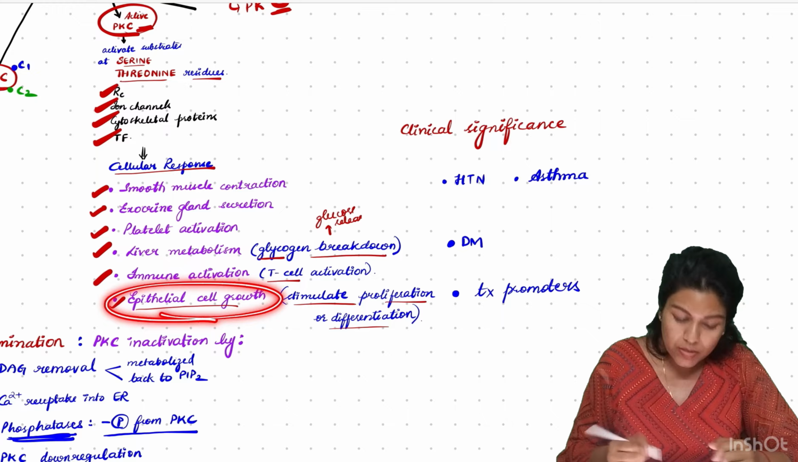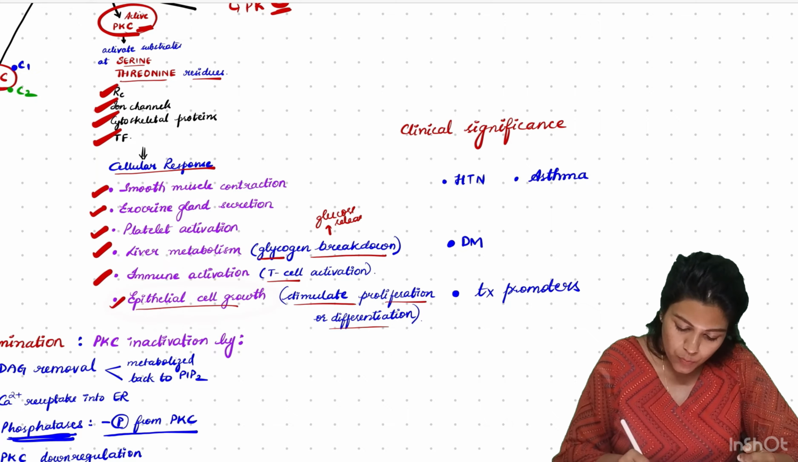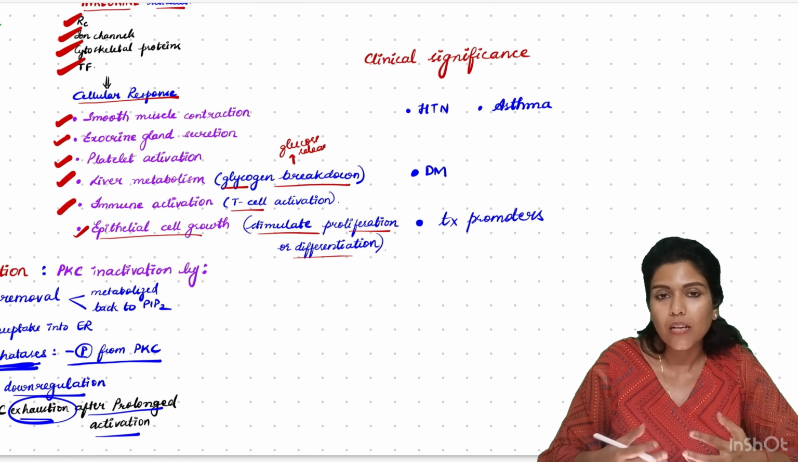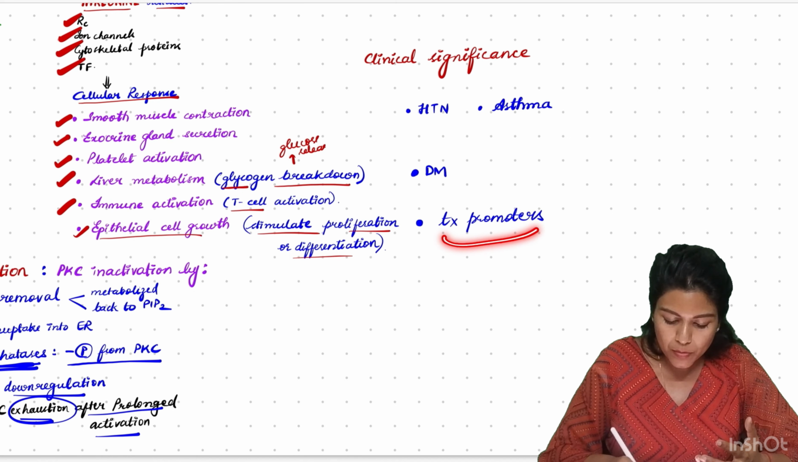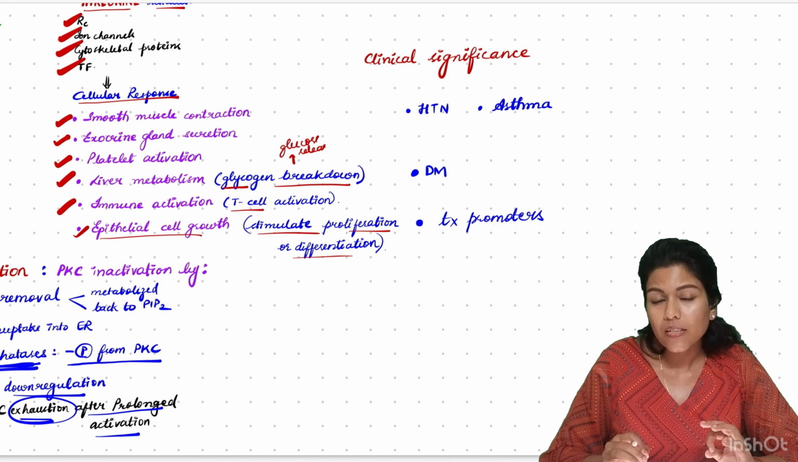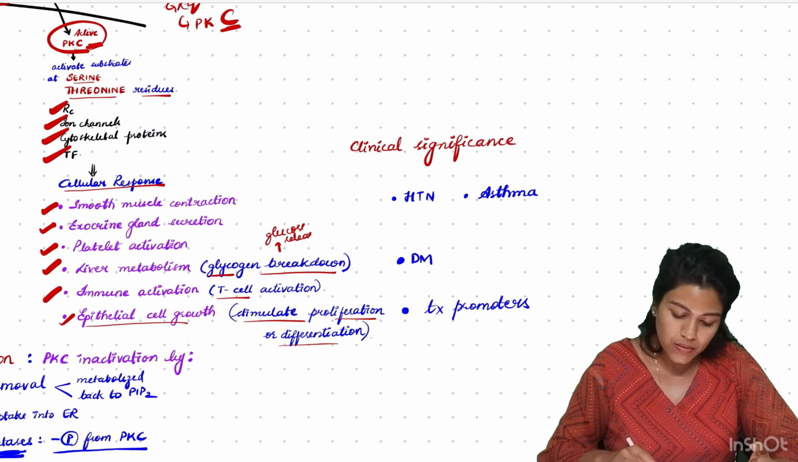And epithelial cell growth will be promoted. It will promote proliferation and differentiation, which means it is an enhancer of tumor. So tumor promotion. This is the clinical significance related to overactivation of this pathway.